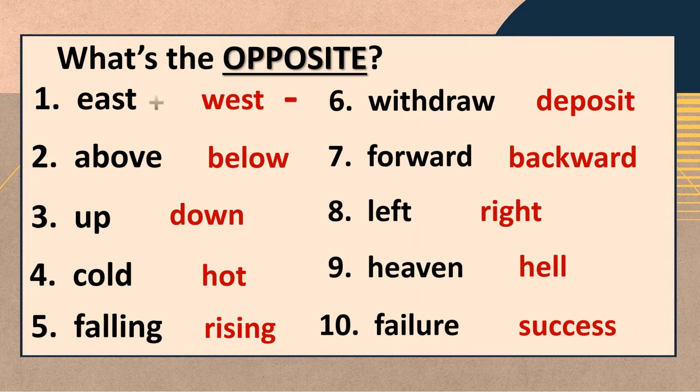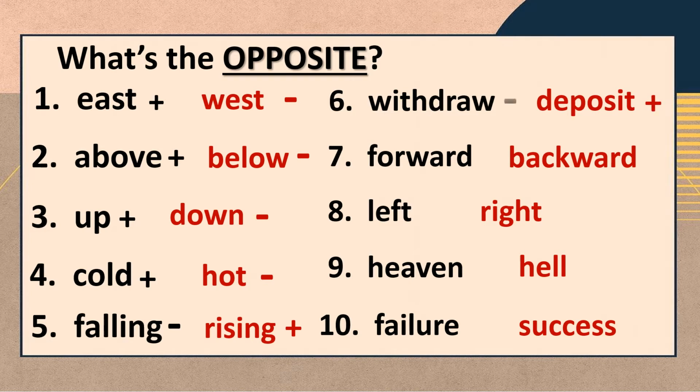So for number 1, is is represented as positive, west is negative. For number 2, above is positive, below is negative. For number 3, up is positive, down is negative. For number 4, cold is positive, hot is negative. For number 5, falling is negative, rising is positive.